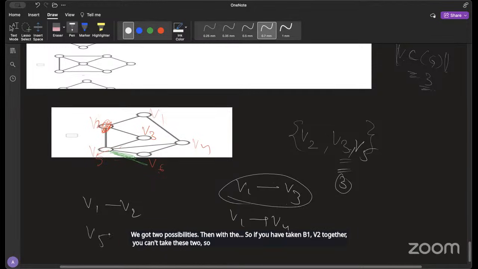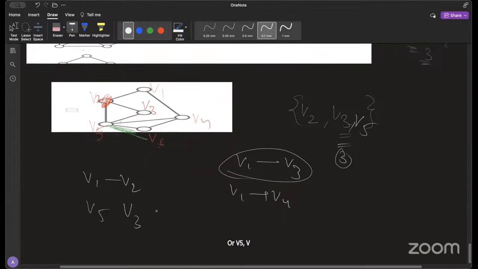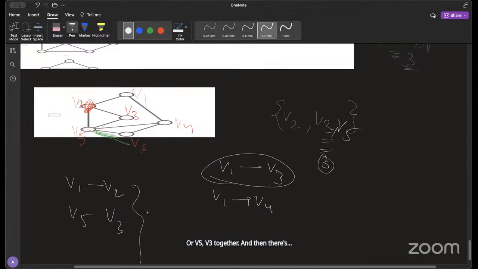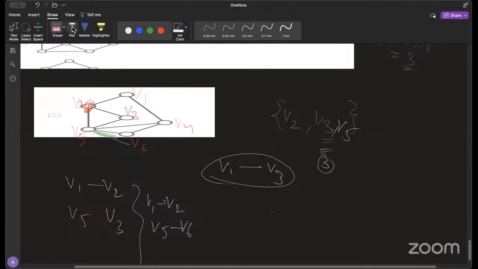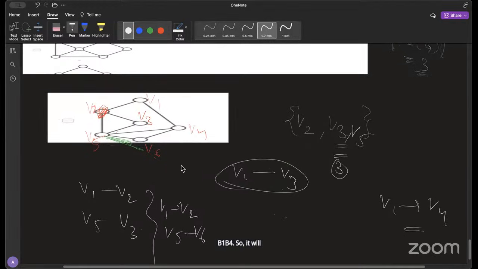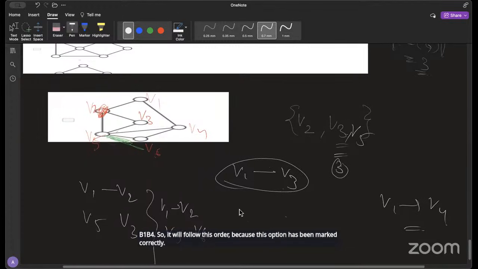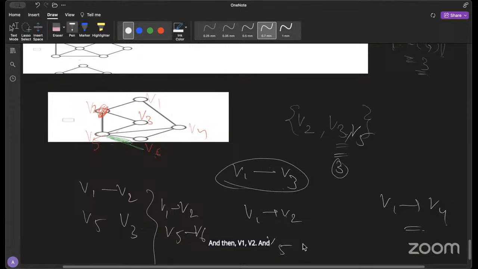So you can take V5, V6 together or V5, V3 together. And then there could be one more way to it, which is V1, V2 and V5, V6. V1, V4. So if we'll follow this order because this option has been marked correct. And then V1, V2 and V5, V4. You can't take V5, V4, right? Because then V6 is left with no choice.